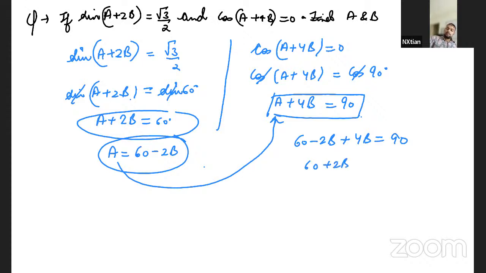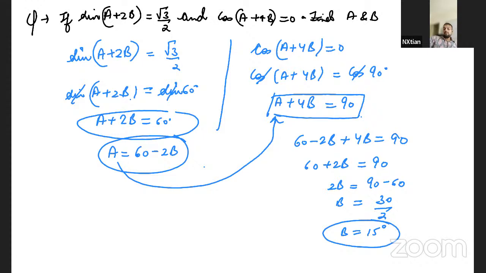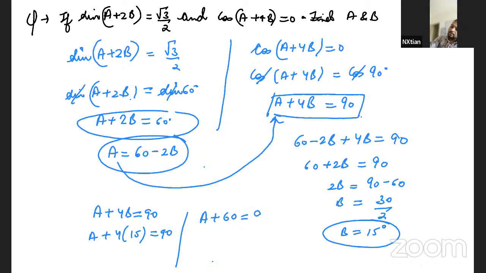60 plus 2B is equal to 90. 2B is equal to 90 minus 60. B is equal to 30 upon 2. B is equal to 15. So I got the value of B is 15. So it will become A plus 4B is equal to 90. A plus 4 into 15 is equal to 90. A plus 60 is equal to 90. A is equal to 90 minus 60. A is equal to 30. I got the value.